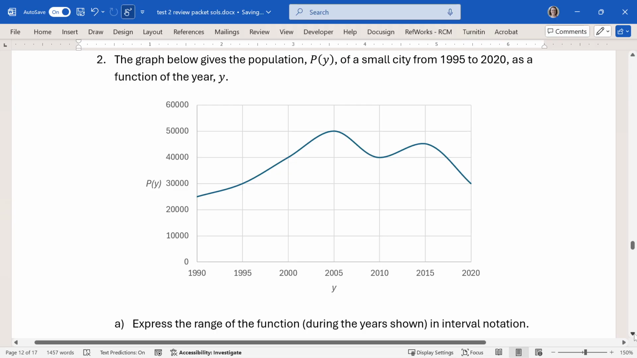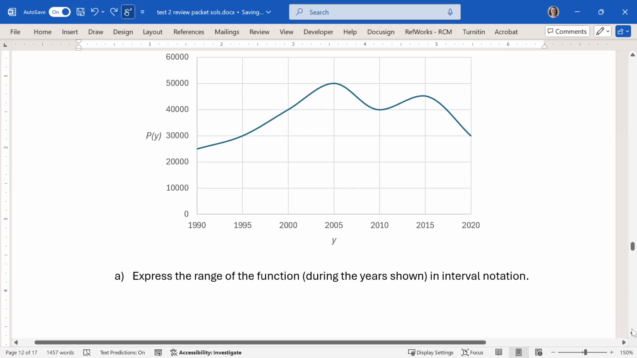So it looks like the minimum is about here, it looks like about 25,000. And then the maximum is up here at 50,000. So I'm going to do 25,000 to 50,000. And I'm going to do that in interval notation. And I think I want to include those values. So I'll do the square brackets.